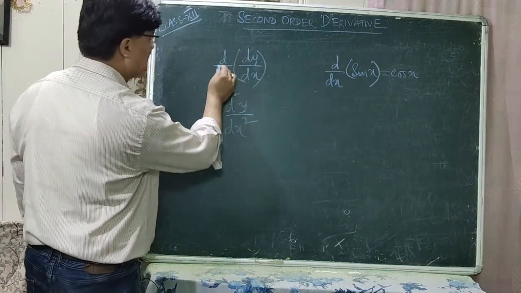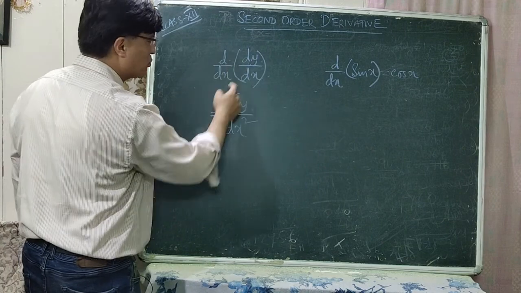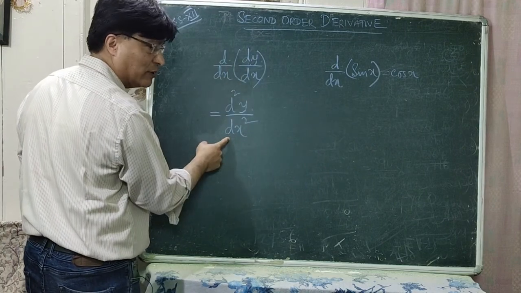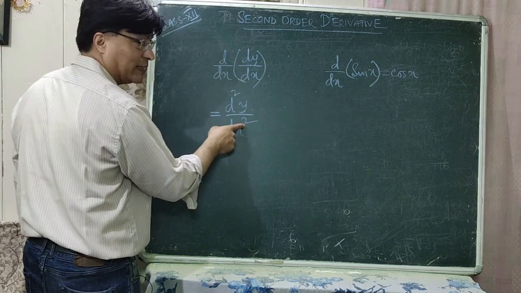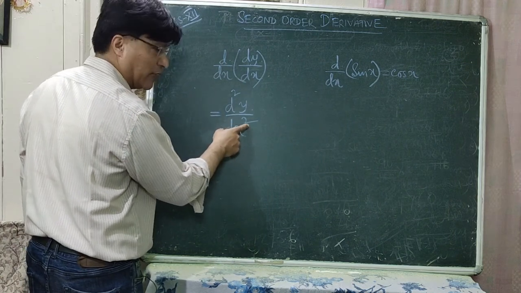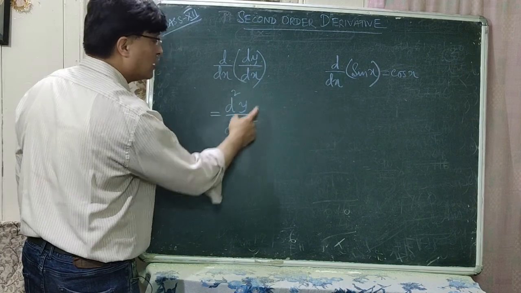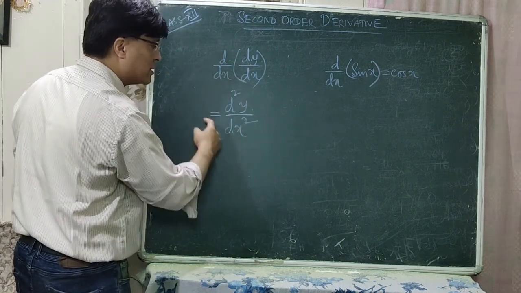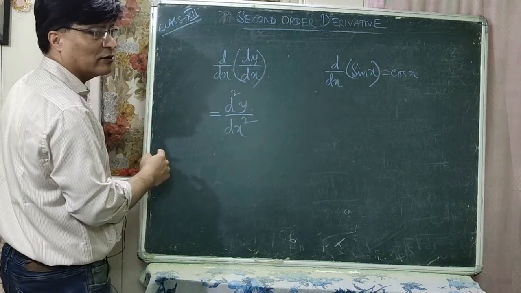So actually what happened here is that when multiplied it would be d square y by, and d square x square in the denominator, but you have to write dx square. Okay, so here it is not d square x square. So this is the second order derivative. So d2y by dx square is known as the second order derivative.